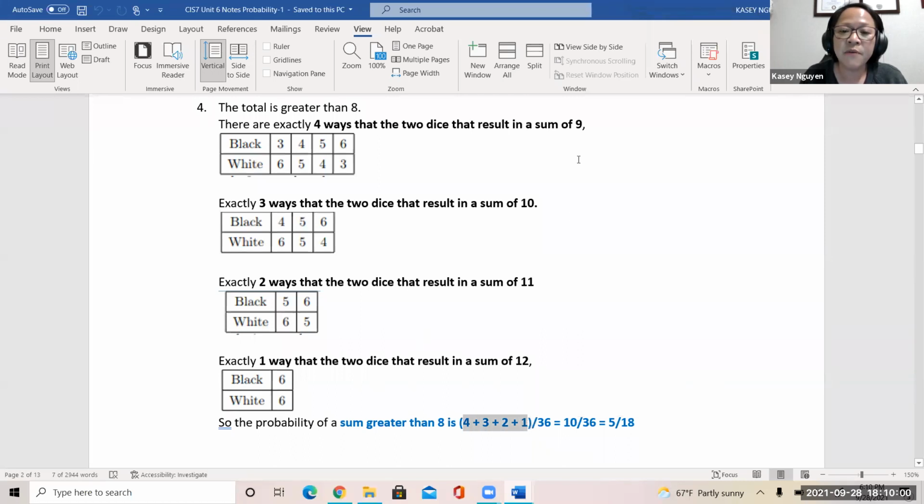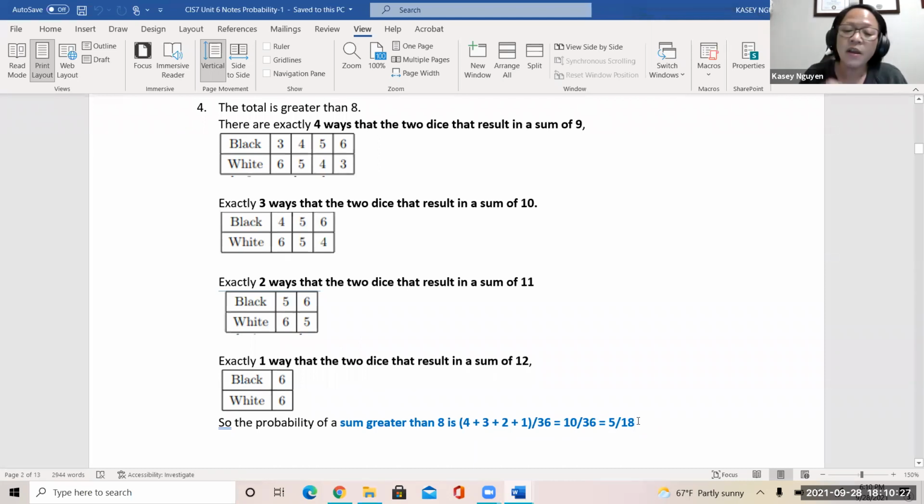So I would take the 4 for the sum of 9, the 3 for the sum of 10, the 2 for the sum of 11, the 1 for the sum of 12, and I total them up, which gives me 10 out of 36. And you can reduce that down to a smaller ratio where you would take 10 divided by 2, 36 divided by 2, you would get 5 over 18.